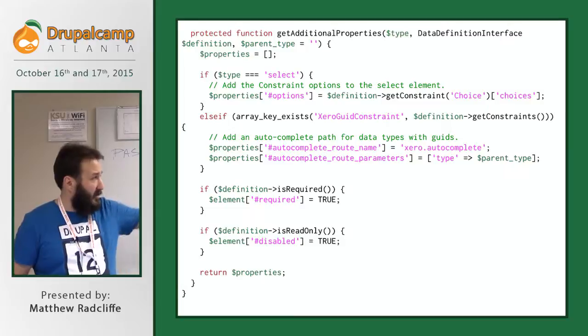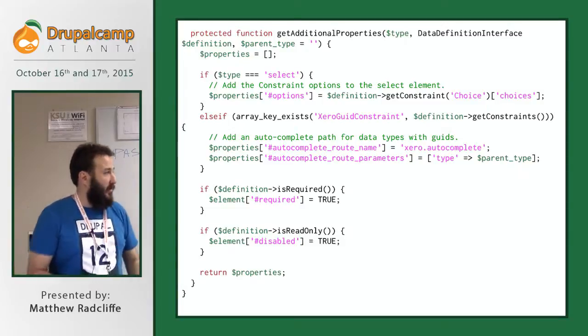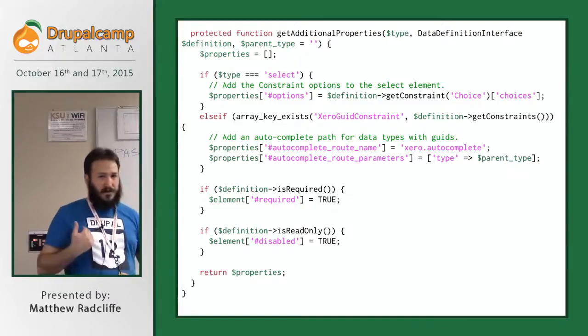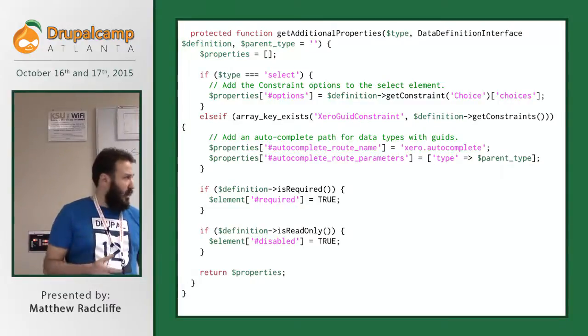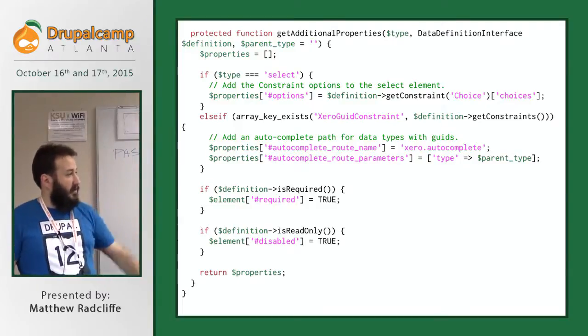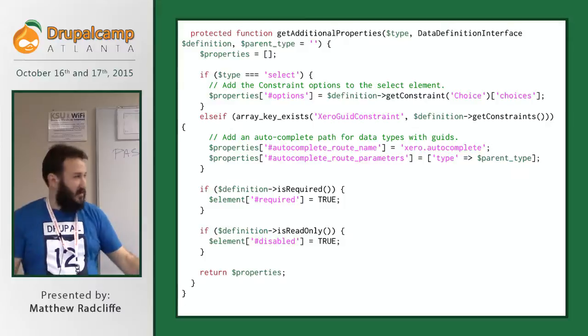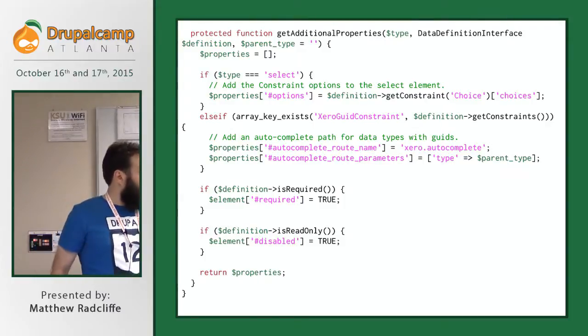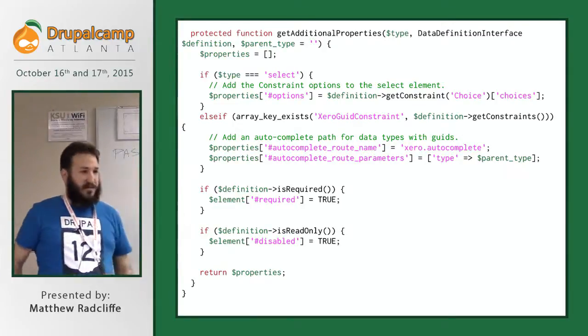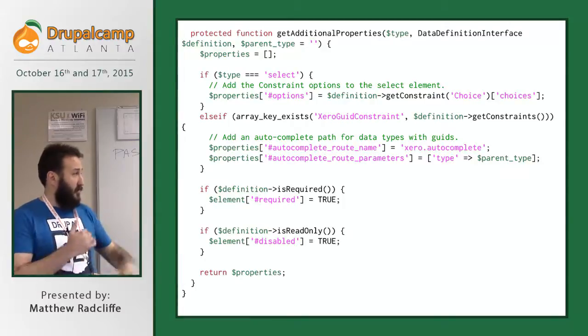Additionally, in this get additional properties method, I have a constraint called Xero GUID constraint, which sits on an ID property and makes sure that it's actually a GUID. So I say, if it has that constraint, go ahead and make it an autocomplete, because that's my use case. Additionally, if the definition is required, set the required attribute to true. If it's read-only, set the disabled attribute to true. So this is some of the uses.